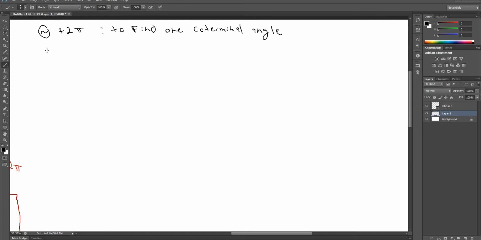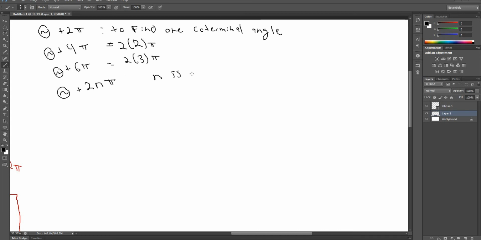If I wanted to find a second coterminal angle, I could do theta plus 4 pi, or theta plus 6 pi. So every time, well, 4 is equal to 2 times 2 pi, 6 is equal to 2 times 3 pi. So to find any coterminal angle, I could do theta plus 2 times some integer times pi. N is an integer.